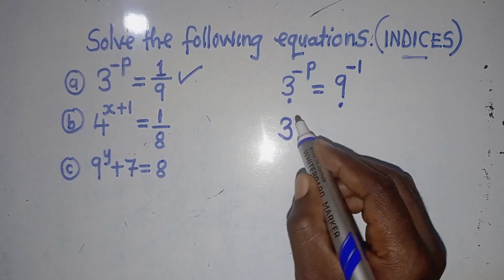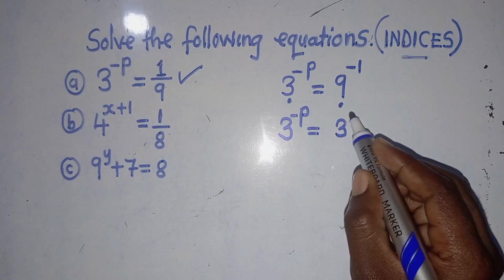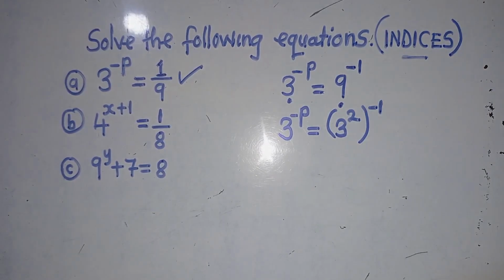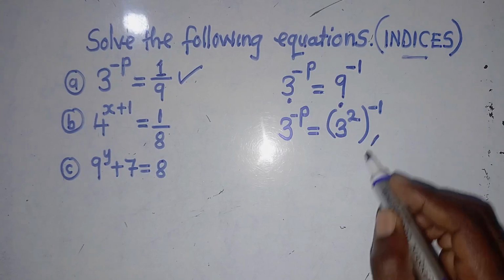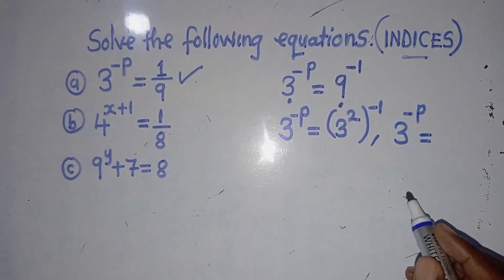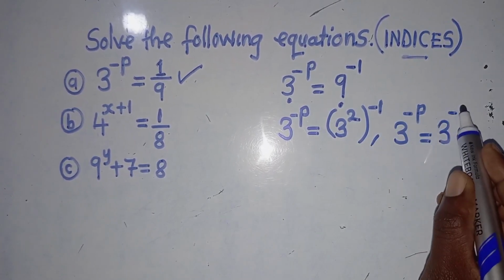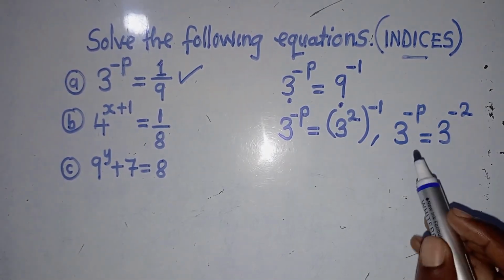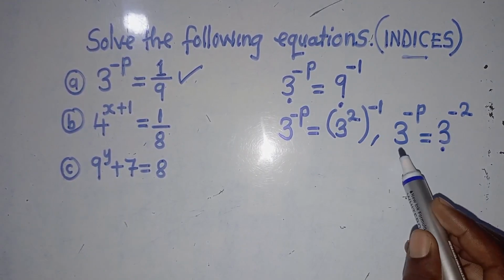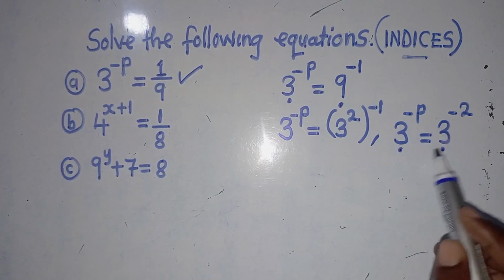So this one will maintain 3 to the power negative p is equal to, so this is 3 to the power 2, then we multiply by the negative 1 that is outside. So we have 3 to the power negative p is equal to 3 to the power 2 times negative 1, which is 3 to the power negative 2. Since we've made these two expressions the same base, base 3, I am going to equate the powers.